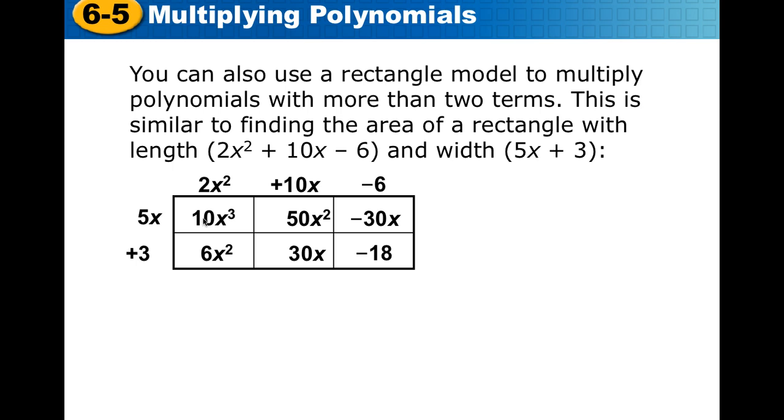To fill in your box, you're going to just multiply. In this box right here, you're taking your 2x squared and multiplying it by 5x, which gets me 10x cubed. You're going to continue to do this, getting 10x times 5x, which gets 50x squared. Continue, negative 6 times 5x gets negative 30x. Then you move down to this box. You're going to fill in this box by saying 2x squared times 3 gets me 6x squared. And you're going to continue to do this so that you can fill up these boxes.